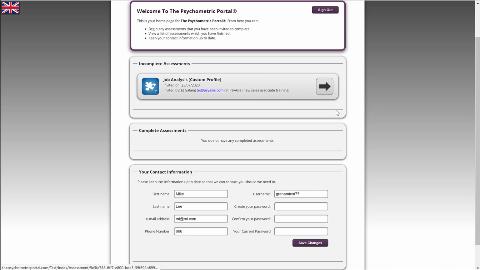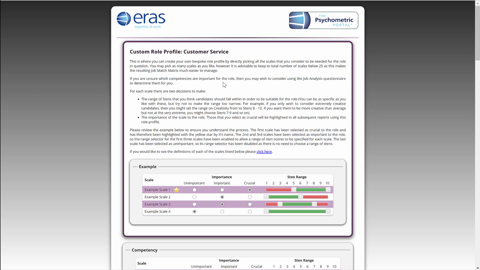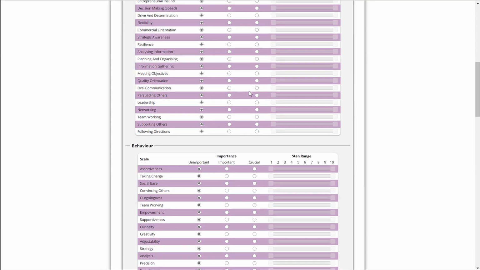The assessment that you're being asked to undertake would be the job analysis. Simply click on the arrow here, and that takes you through to the job analysis role title. Let's say you were recruiting for a customer service executive, you might enter customer service in here. You click Save and Continue, and then you will move on to the next page, which is where you're going to start choosing the competencies and behaviours.